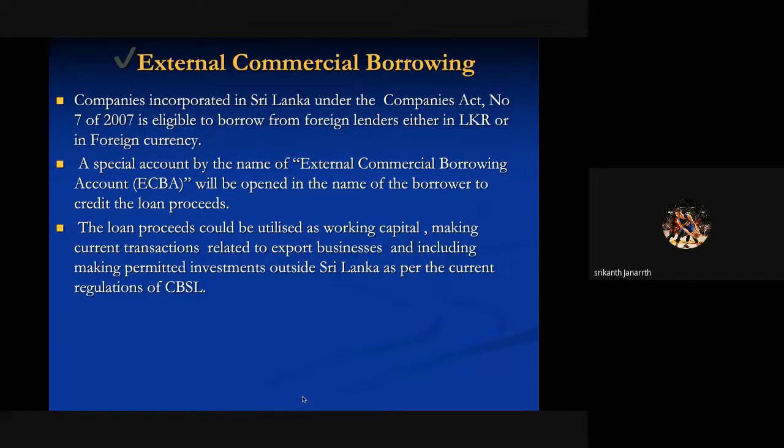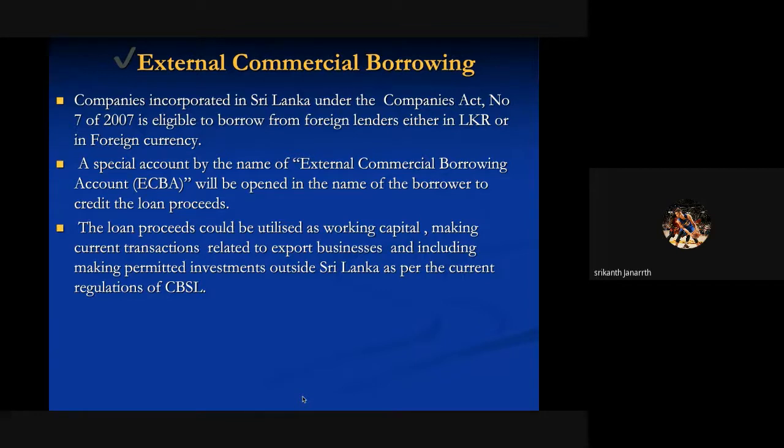So remember, a local borrower has to be a local company. They can borrow from a foreign lender. That lender has to open an IIA account and send the money. But the lender doesn't like to open an IIA account. So that is the reason the central bank has given permission: okay, let the lender send the money directly to an external commercial borrowing account.